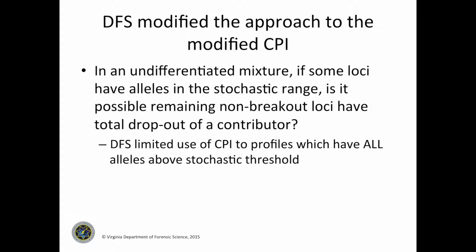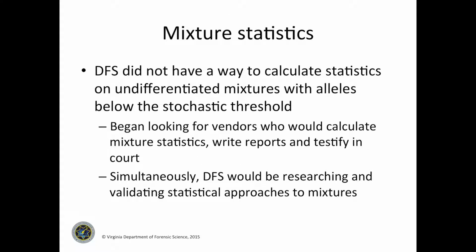DFS limited the use of CPI to only those profiles which have all alleles above the stochastic threshold. And knowing our experience, how often do we really have an undifferentiated mixture without any stochastic alleles? So to recap, we now have random match probabilities, we've had likelihood ratios, and now we have CPIs for mixtures with all alleles above the stochastic threshold.